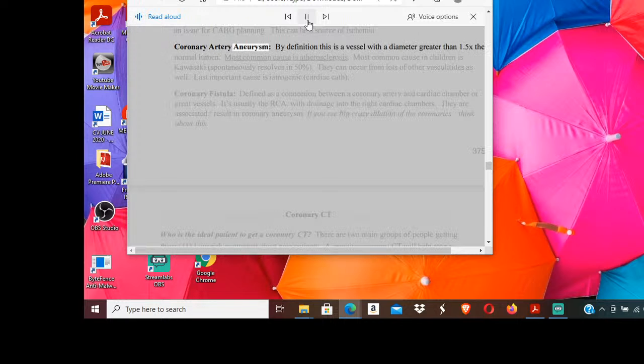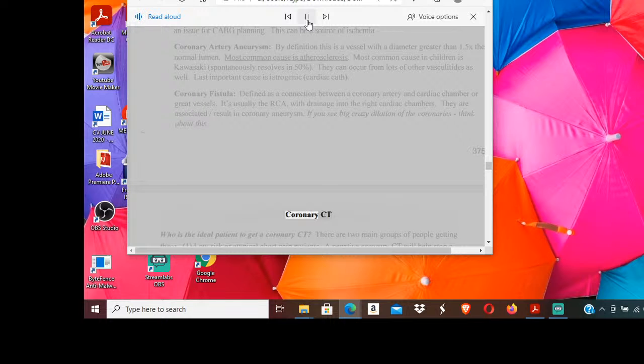Coronary artery aneurysm, by definition this is a vessel with a diameter greater than 1.5x the normal lumen. Most common cause is atherosclerosis. Most common cause in children is Kawasaki, spontaneously resolves in 50%. They can occur from lots of other vasculitides as well. Last important cause is iatrogenic, cardiac cath. Coronary fistula, defined as a connection between a coronary artery and cardiac chamber or great vessels. It's usually the RCA, with drainage into the right cardiac chambers. They are associated with and result in coronary aneurysm. If you see big crazy dilation of the coronaries, think about this.